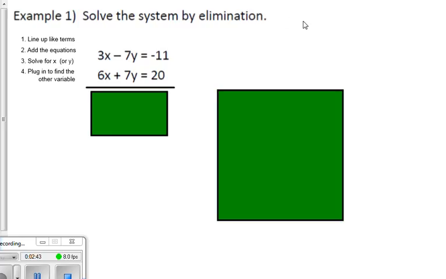So if we look at example 1, we're going to solve this system by elimination. So remember our steps here, we need to line up the like terms, add the equations, solve for x or y, depending on which one, and then plug it in to find the other variable. Well, in this case, we already have 3x minus 7y equals negative 11, and it's already placed over 6x plus 7y equals 20.